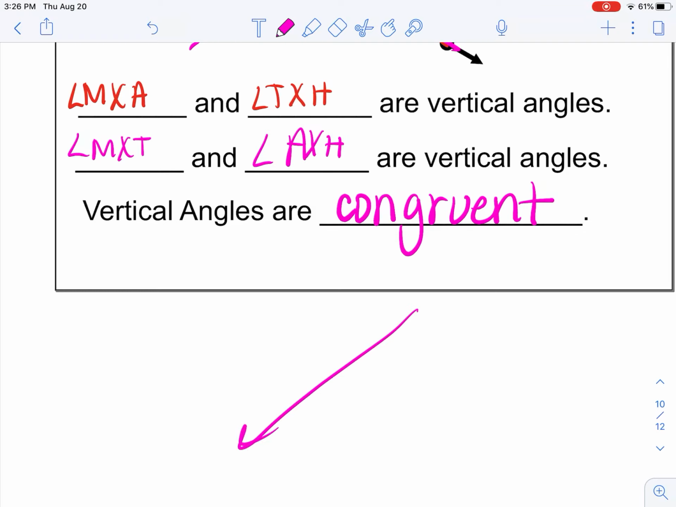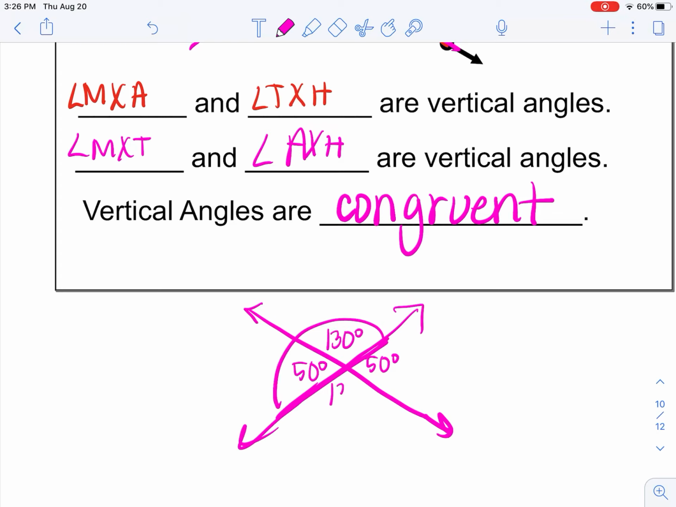So once again, you can do this with anything. So I can say that this angle is 50 degrees. Find the other 3 angles. Well, this is its vertical angle, so that's 50 degrees. This forms a straight line. They have to add to 180, so this is 130 degrees. And this has to be the same as that one, so this is 130. Okay?